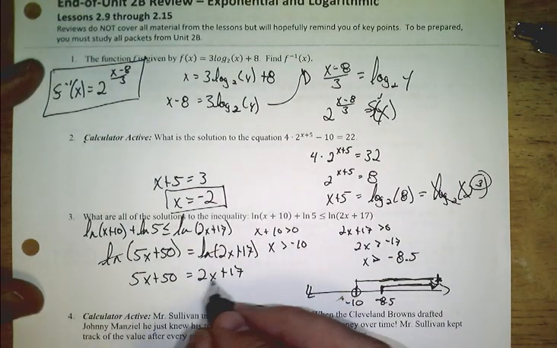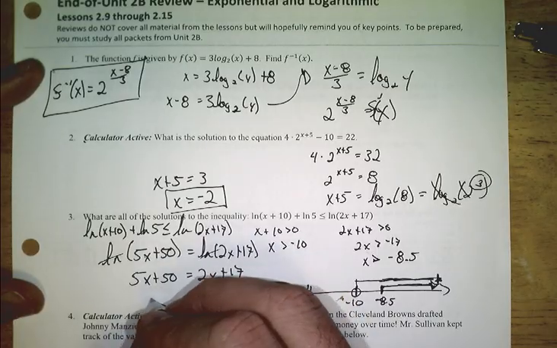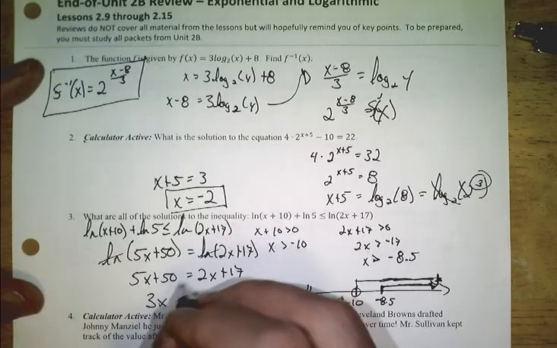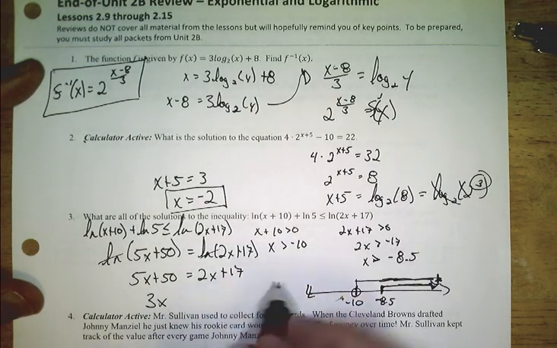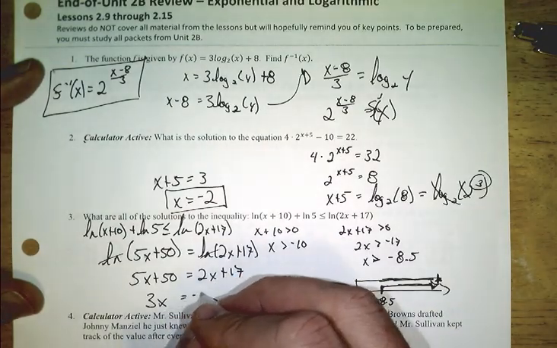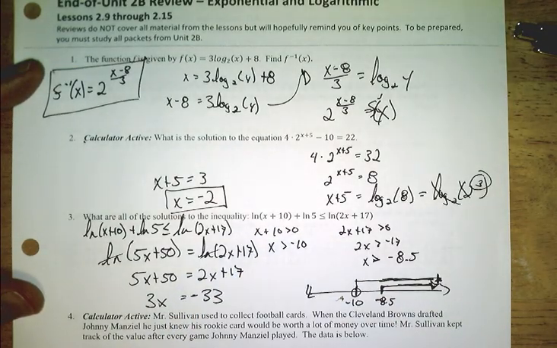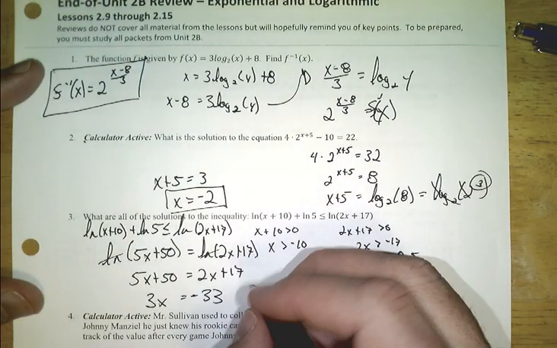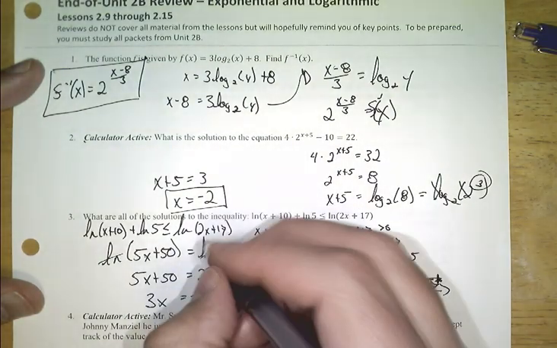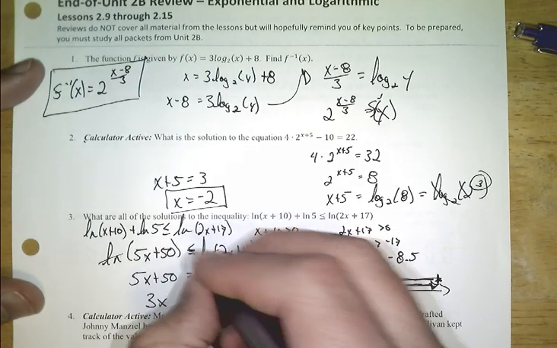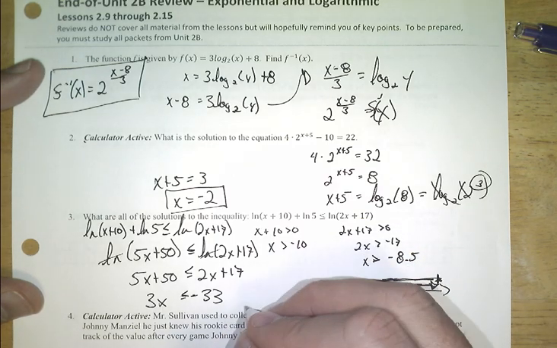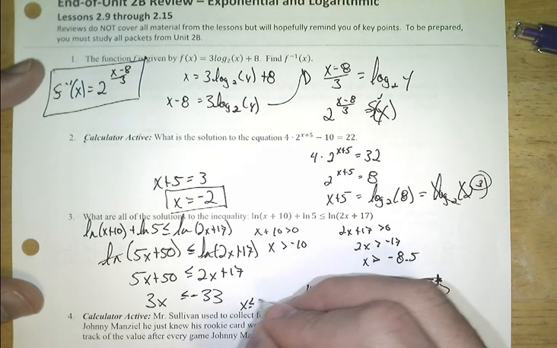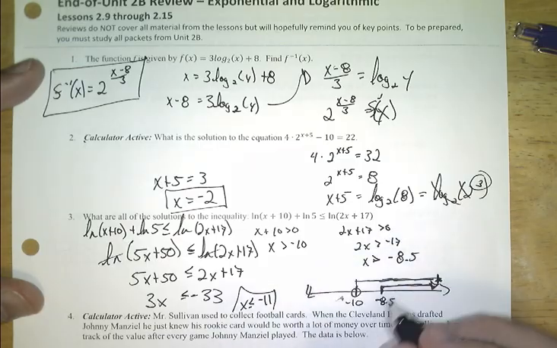We'll subtract 2x from both sides to move it over here. So this side will be 3x. I'm going to subtract 50 from both sides to move all the constants over there. So this will be equal to negative 33. Divide both sides by 3. Oh, sorry, this shouldn't be equal to. This should be less than or equal to. Divide both sides by 3, and so we get x is less than or equal to negative 11.